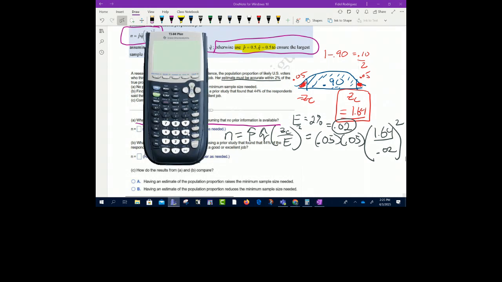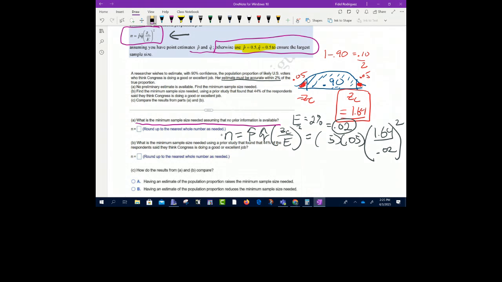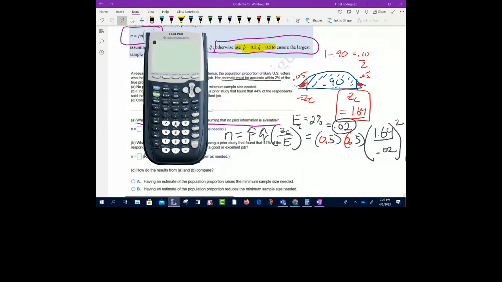Okay, so how am I going to enter this in my calculator? Exactly the way I wrote it. I'm sorry, guys, I made a little small boo-boo here. I put my decimal in the wrong spot. Right here, 0.5, 0.5. The 0 was in front. Sorry. The way I'm going to do this is exactly the way I wrote it down. 0.5, 0.5 again. Then parentheses, 1.64 divided by 0.02. We're going to close that off, and then we got to square it.